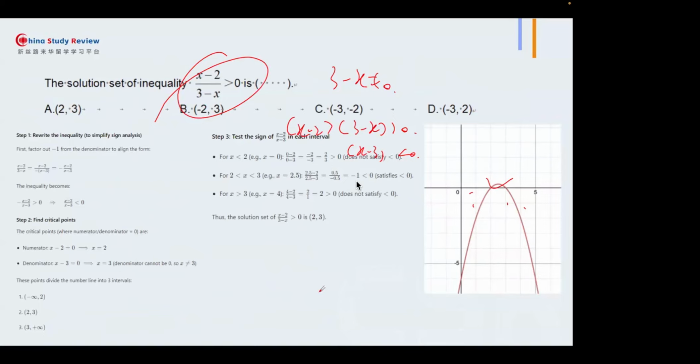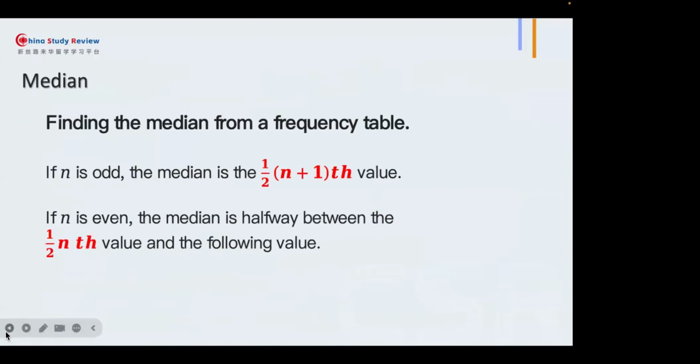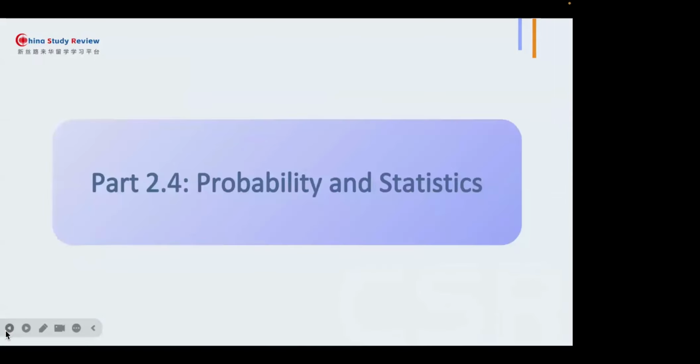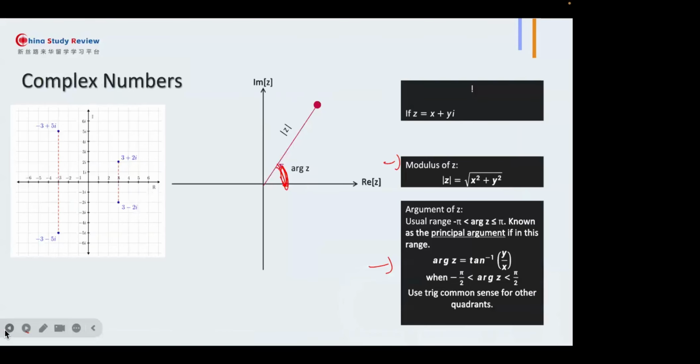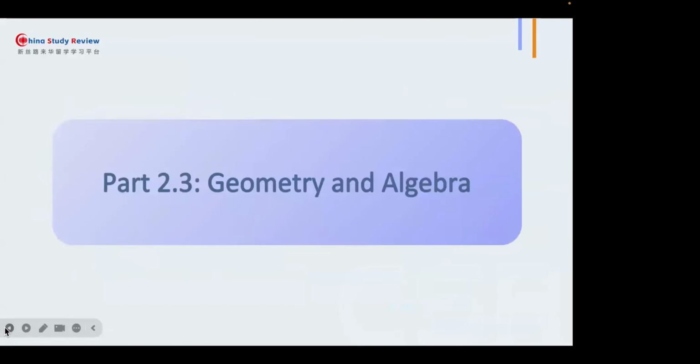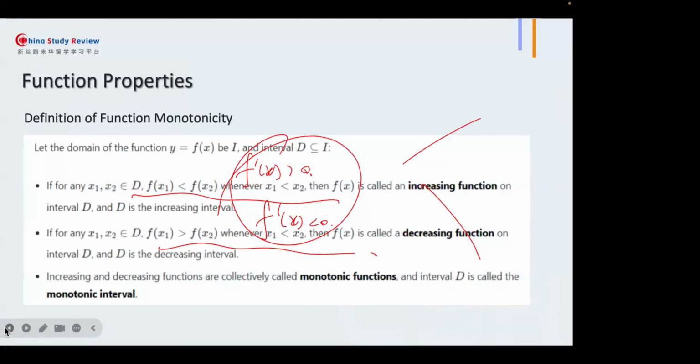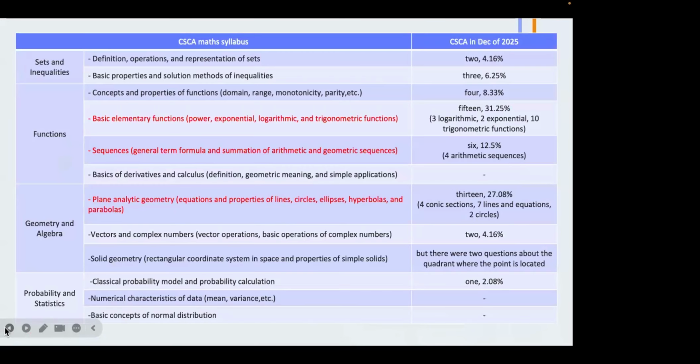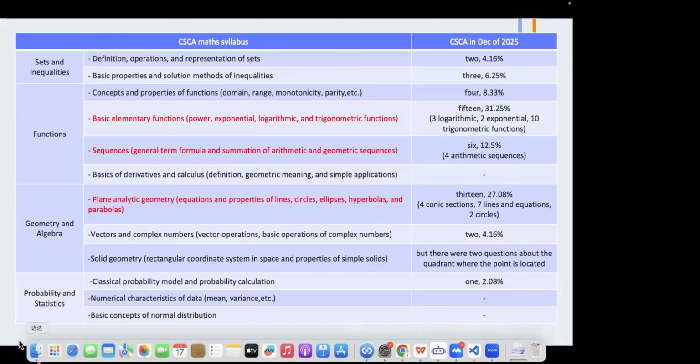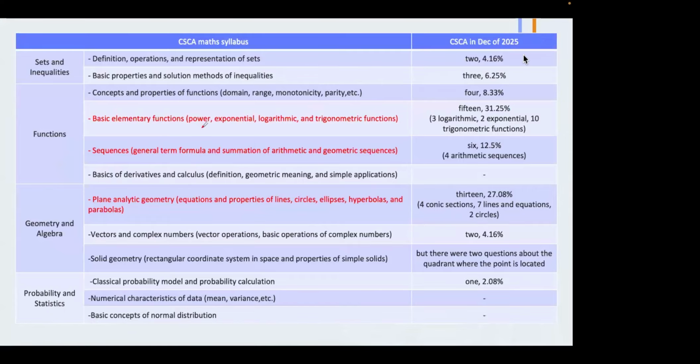Could you show the list of scope? You mean the syllabus? This one, right? You want to know this? Or the other side?